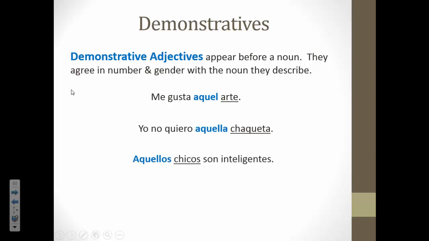Aquellos chicos son inteligentes. Those boys over there are smart. Aquellos is masculine and plural because chicos is masculine and plural. Finally, aquellas escuelas son buenas means those schools over there are good. Aquellas is feminine and plural because escuelas is feminine and plural. And remember, the demonstrative adjective comes before the noun. That art, that jacket, those boys, those schools.